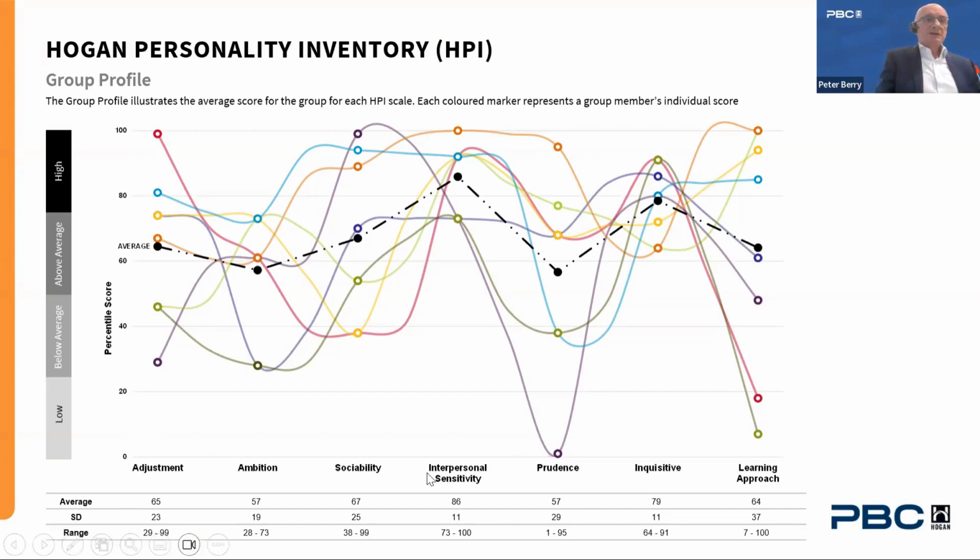So you can see interpersonal sensitivity was sitting at 86 for the group. That's your people skills, being diplomatic, tactful, warm, kind, agreeable. Combined with higher adjustment, where adjustment averaged 65, adjustment and interpersonal sensitivity, Carolina, are the best predictors of emotional intelligence. So the raw data here would suggest this is a high EQ team.